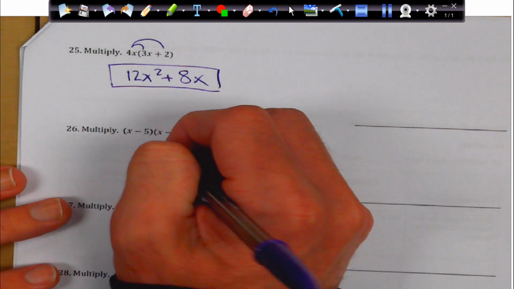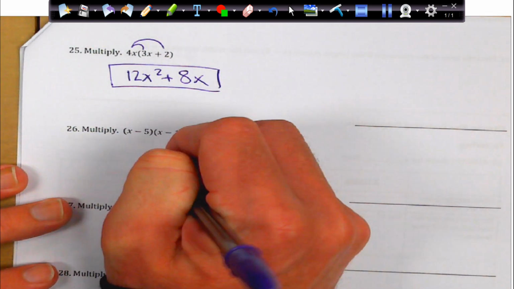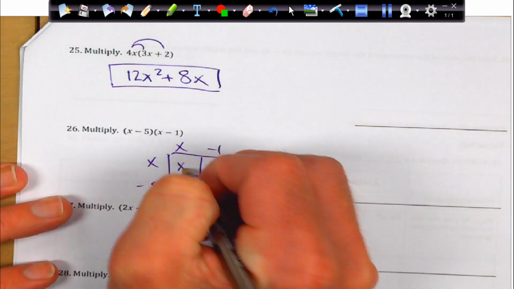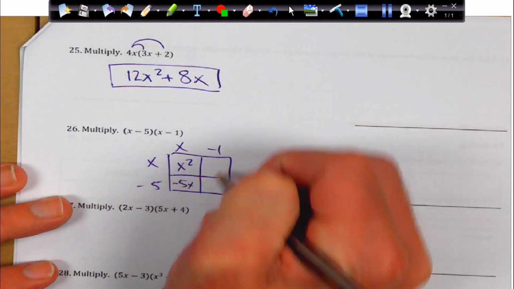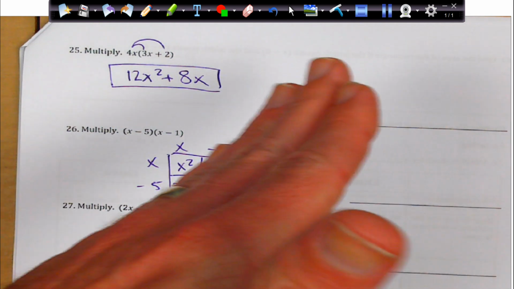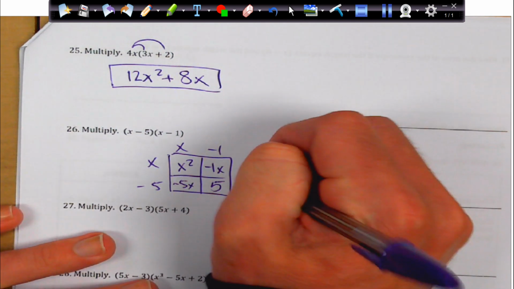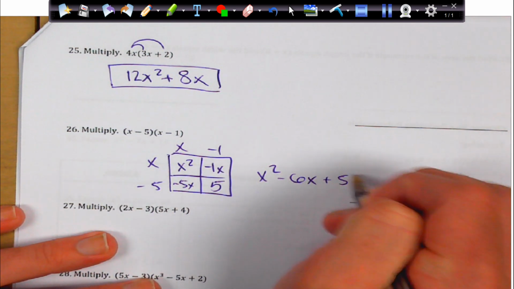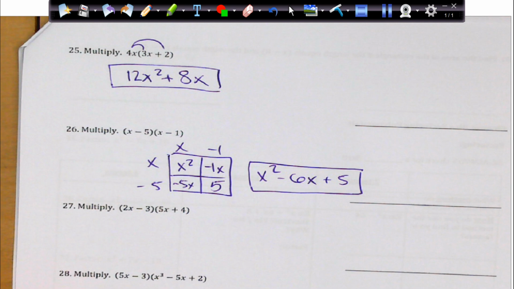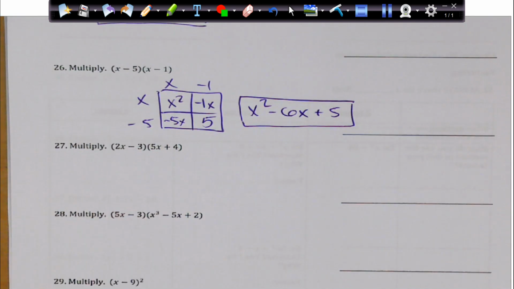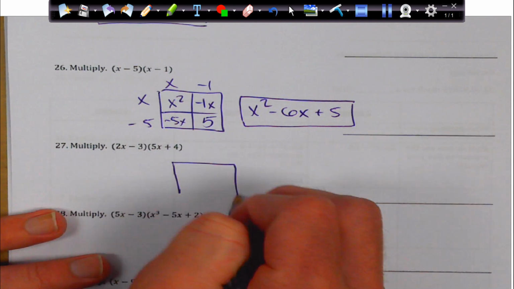Once I get to the binomial, I switch over to the box. So x minus 1, x minus 5, x times x is x squared, negative 5x, negative 1x, and positive 5. Again, along that diagonal, we're going to be adding. So we get x squared, negative 1, negative 5 is negative 6x, and then plus 5. We've had a lot of practice with these in the last unit, so I might be going a little bit faster.